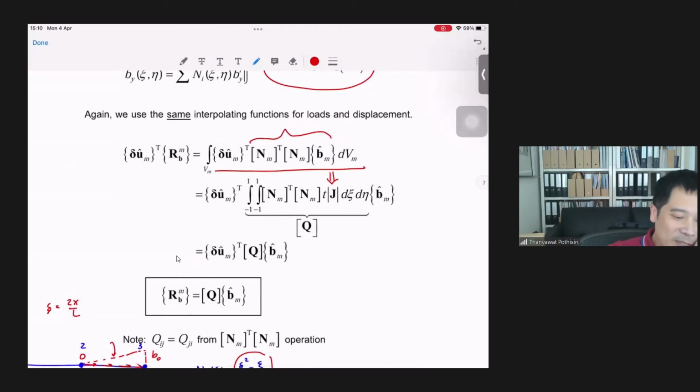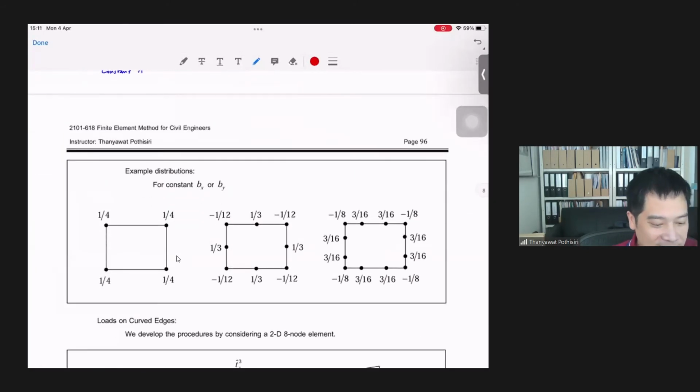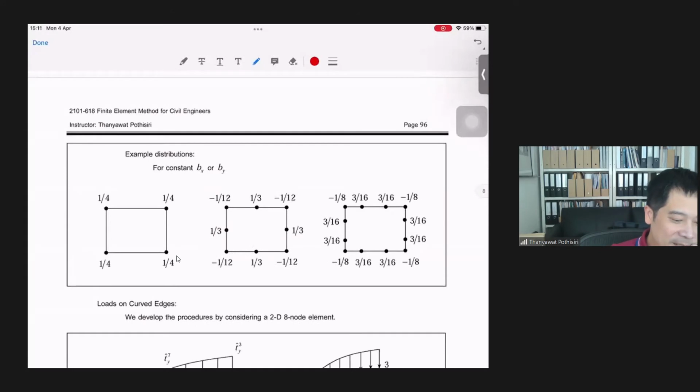So in this case, you would get the Q matrix like this. Okay. And then you can obtain this as your equivalent body force. All right. So this is the example distribution that you would obtain if you have constant body force in x and y direction.